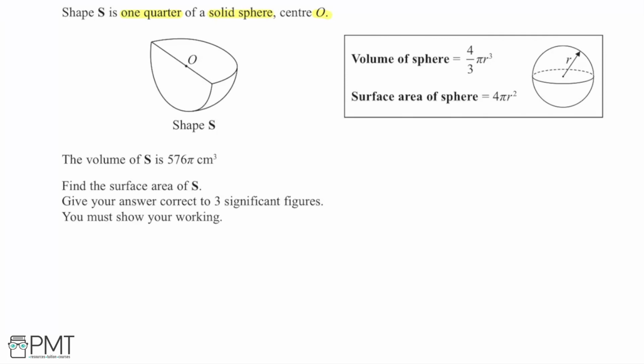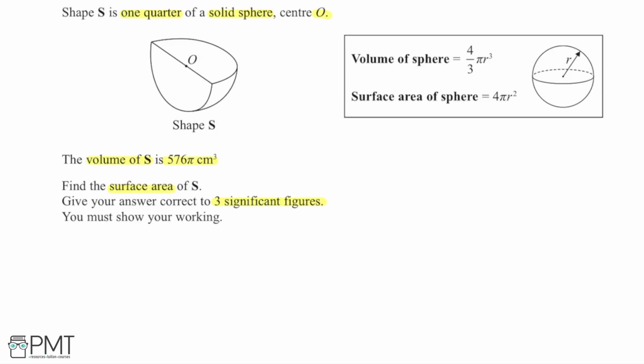We're then told that the volume of S is 576 pi centimetres cubed, and we're asked to find the surface area of S, giving our answer correct to 3 significant figures. So initially here, we're given the volume of S, and S is going to be 1/4 of a sphere.